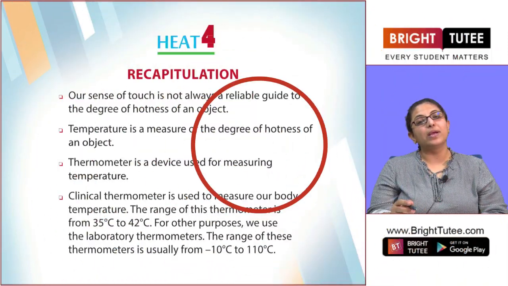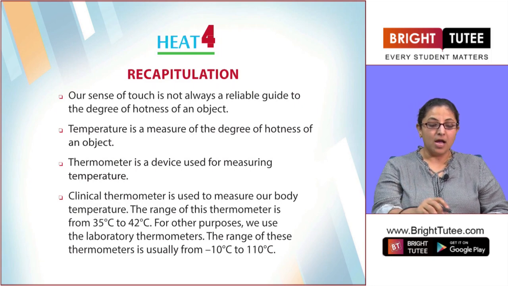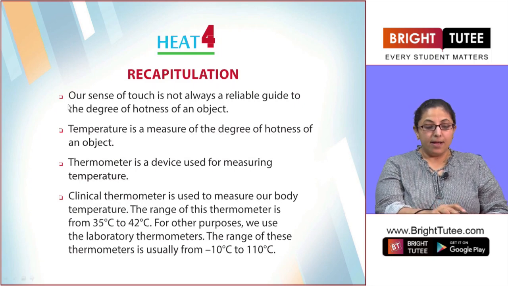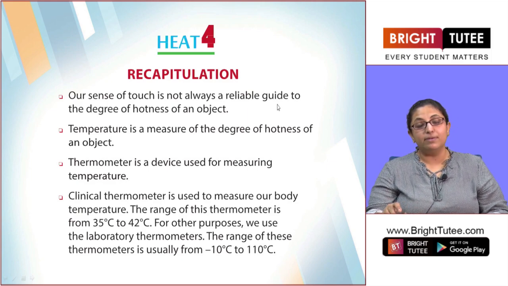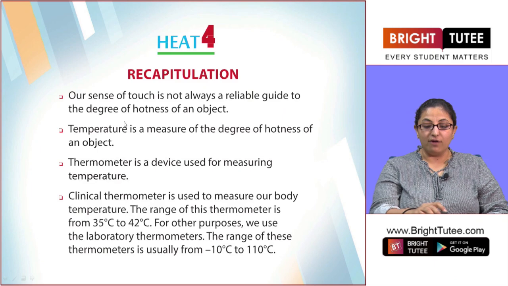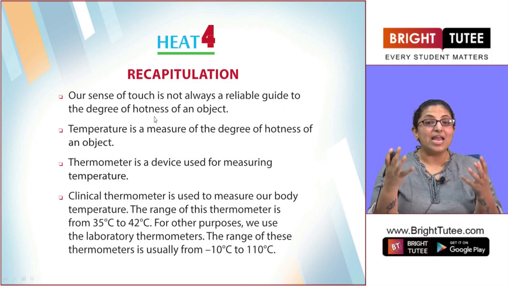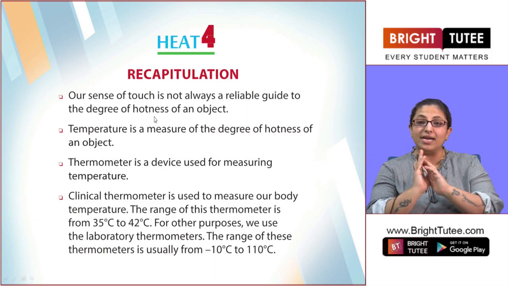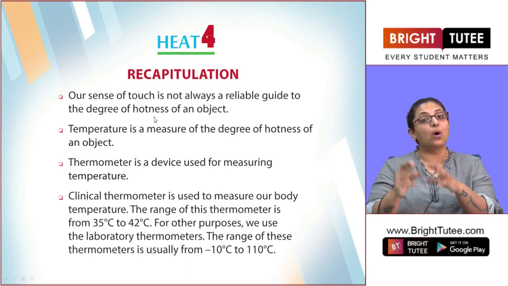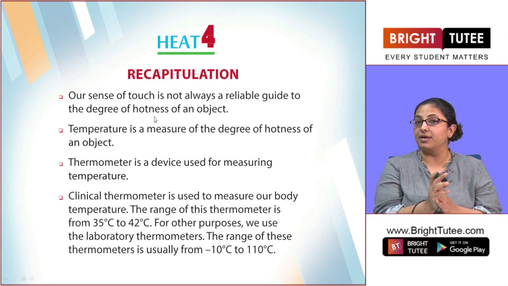So now let us quickly recapitulate what we understood and learned in chapter number 4, Heat. Well, we learned our sense of touch is not always a reliable guide to the degree of hotness of an object. We learned that basically we cannot rely upon the sense of our touch to understand how hot or how cold a thing is, or what is the temperature of that particular thing. Alright?